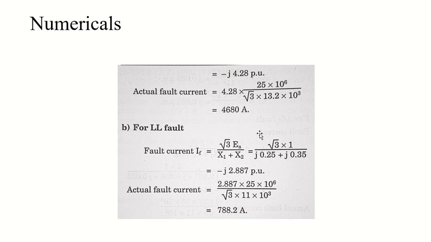2.87 per unit. Now to convert this per unit value into actual fault current, you will again multiply this per unit value with your MVA divided by root 3 kV. You already have MVA equal to 25 given in the question, and kV equal to 11 kV given in the question as well. So simply substituting these values, we can find the value of actual fault current, which will be equal to 788.2 amperes.